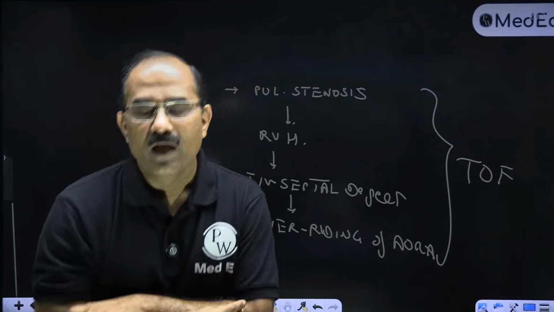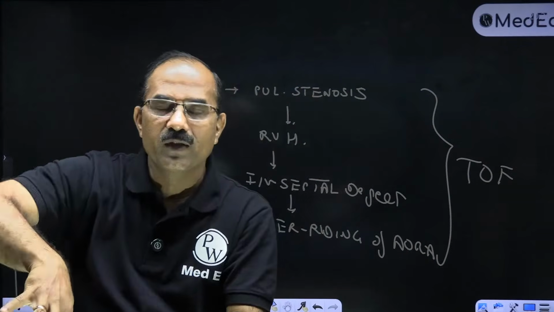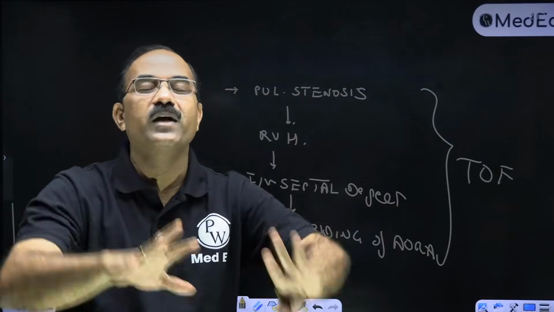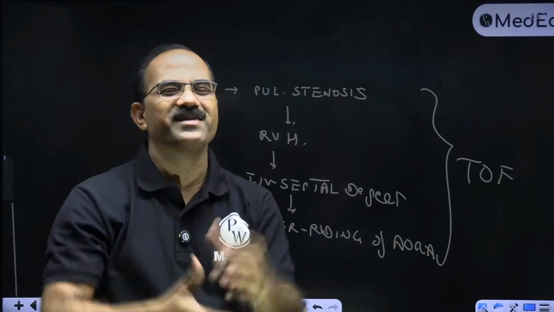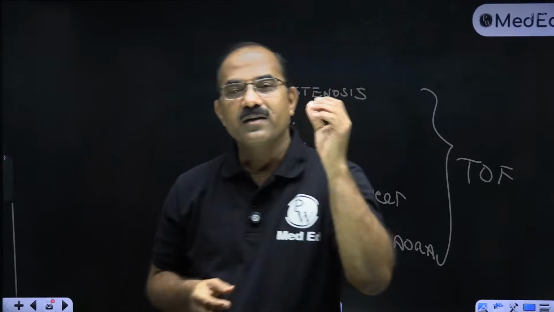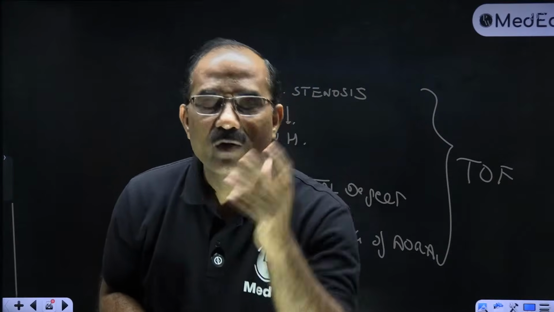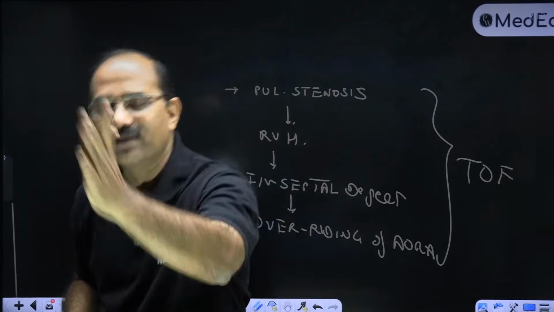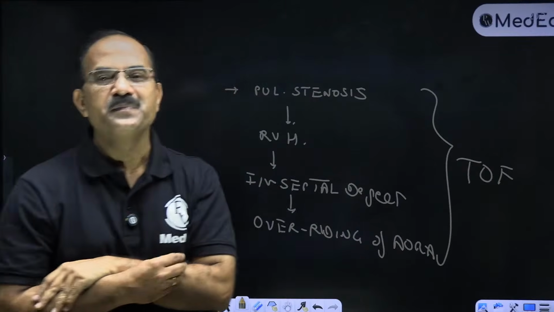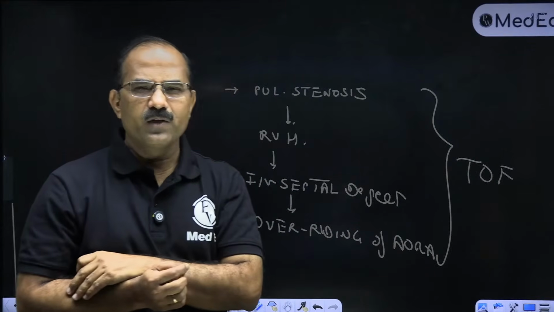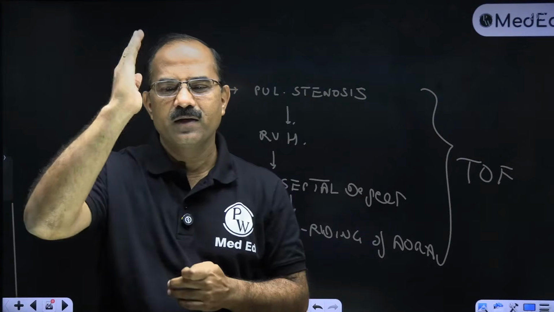What happens? If the aorta opens into the right ventricle, the pulmonary trunk will open into the left ventricle. So what is this known as? This is known as transposition of great vessels. Okay? Is that okay?